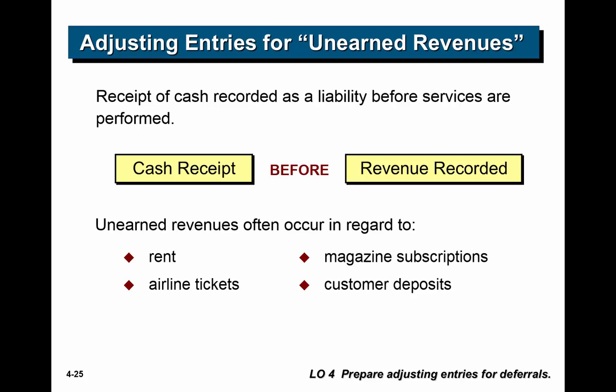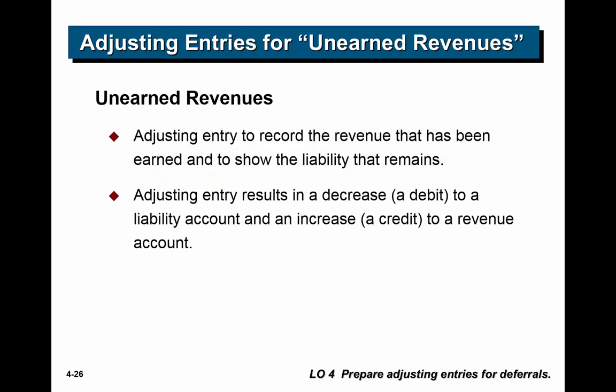So what we do is we record a liability and we record the asset increasing when we receive that money. Think of it, if someone pays me in advance, then my cash goes up and I owe them something. They often occur with rent, subscriptions, things like that.